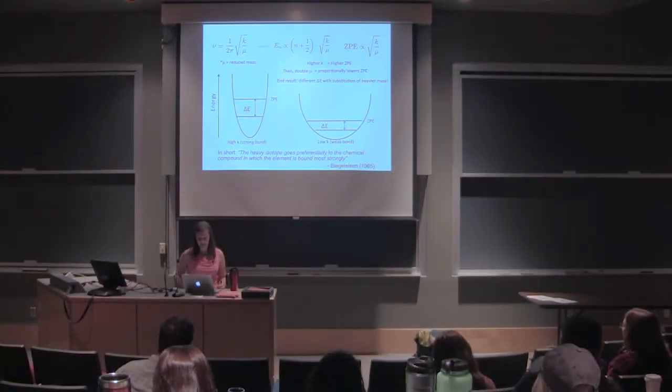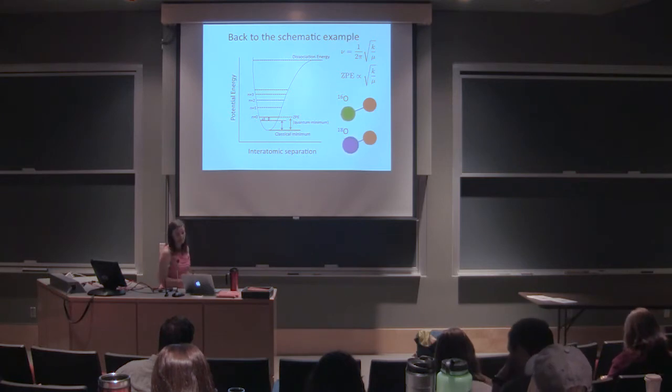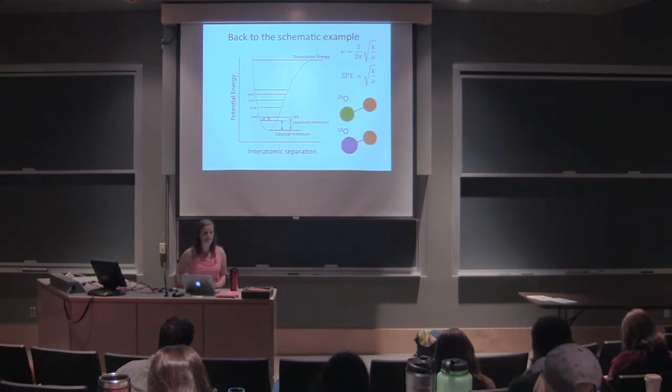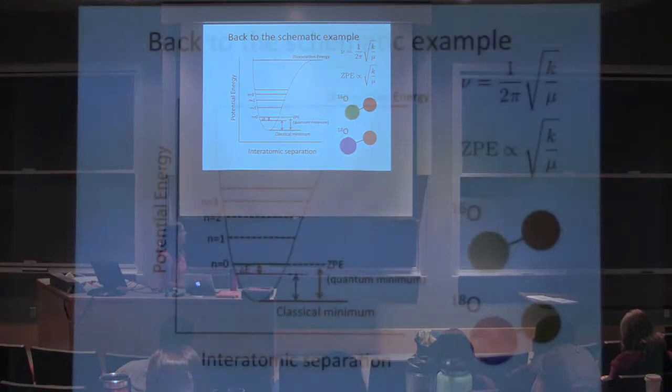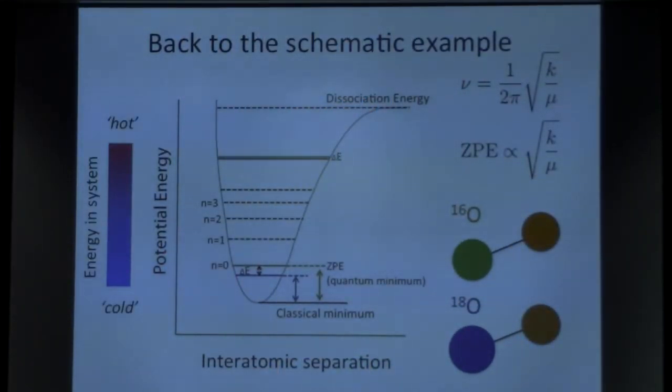Okay, so if we go back to our schematic example, we can modify this to think about the role that temperature is going to play on this. Because again, we talked about this in an analogous way to think about the role of temperature in chemical equilibrium. You're also going to have a temperature dependency to where your equilibrium is going to be in terms of your distribution of heavy isotopes.